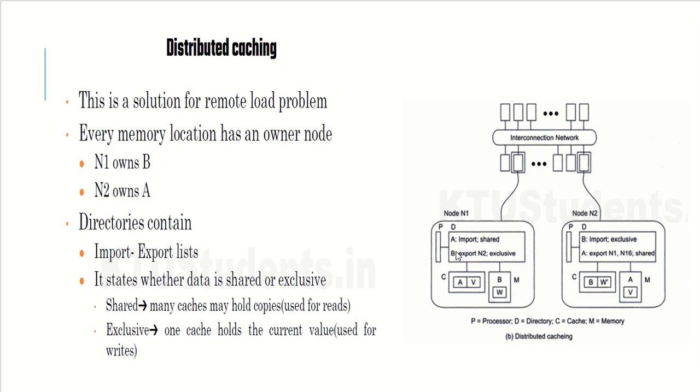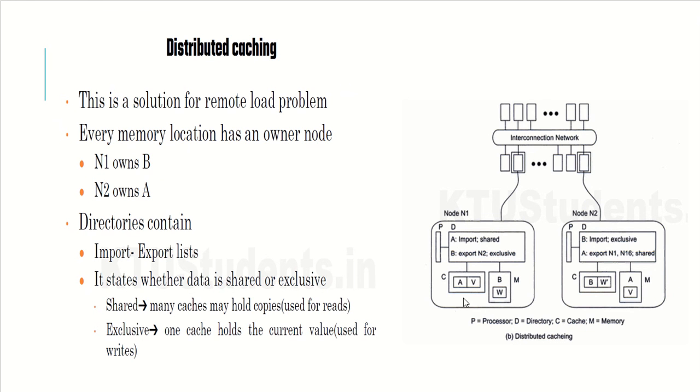So if you are asked for a locally available copy, then you can easily share it with someone else. But when you have to share something which is actually shared with multiple caches, you will have to either update all the cache elements or invalidate all the other cache copies. Okay, so this is the idea of distributed caching. This was trying to solve the remote load problem.